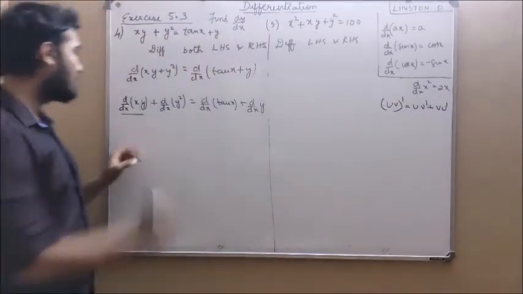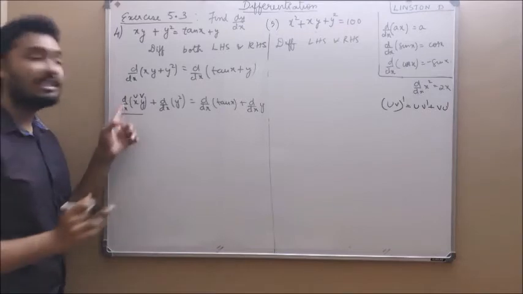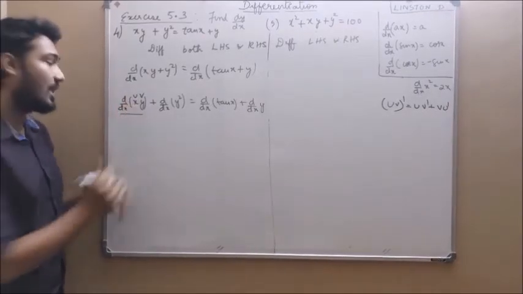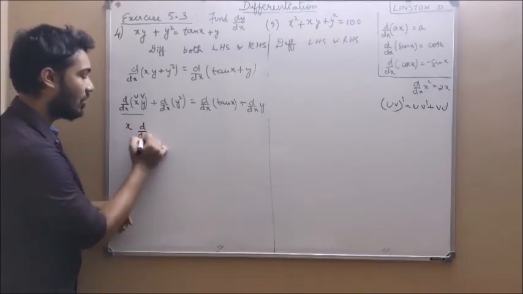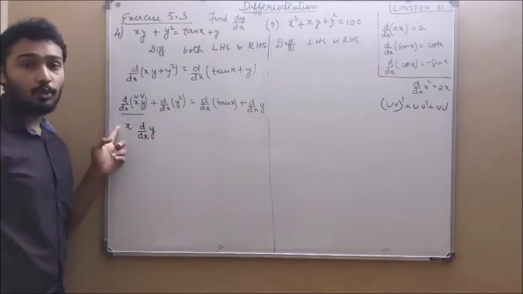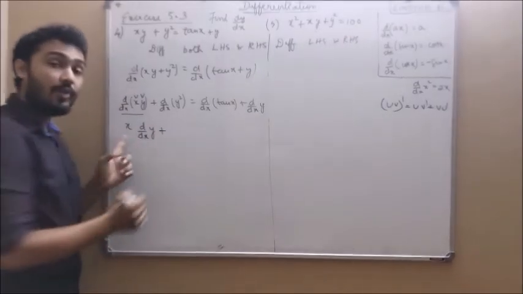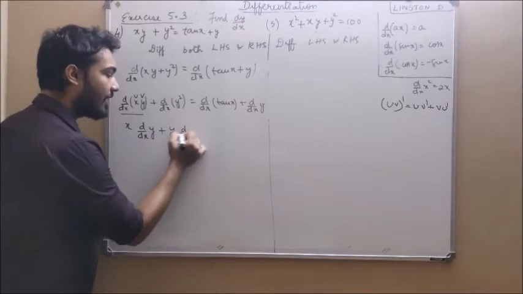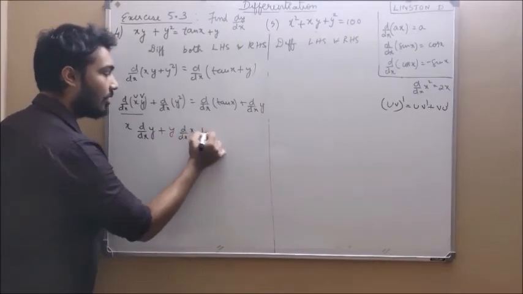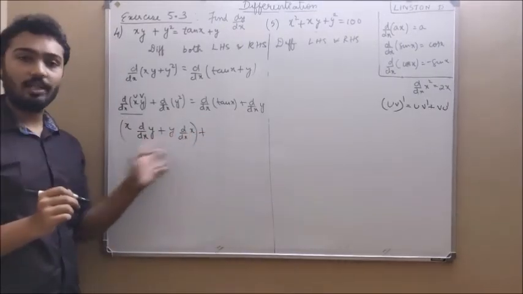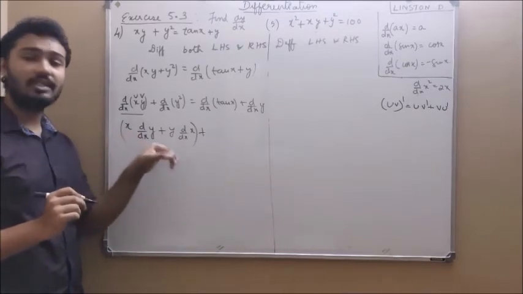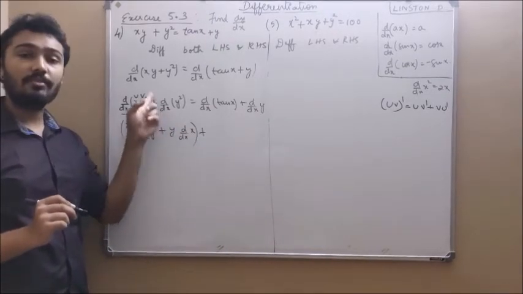So now differentiate. This is u, this is v. So this is nothing but u into v dash. So x into d by dx of y is u v dash plus v u dash, plus y into d by dx of x. So here we applied the u v rule: u v dash plus v u dash. Now d by dx of y square.